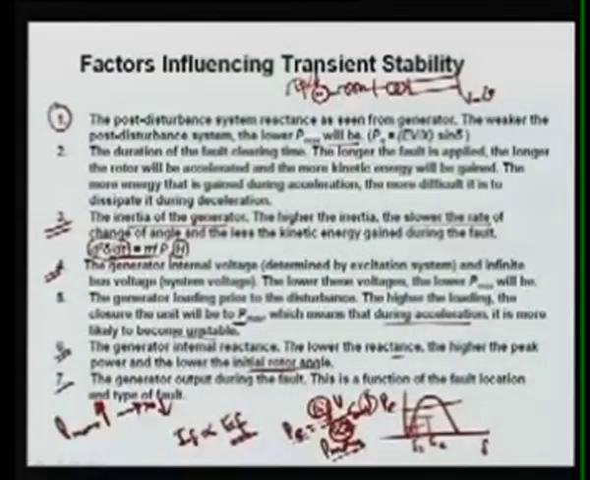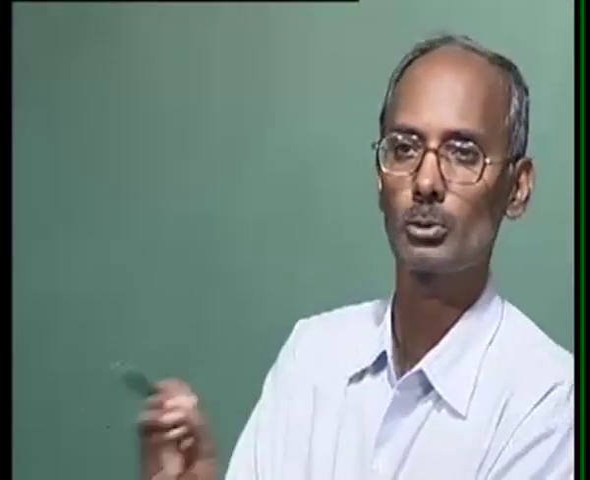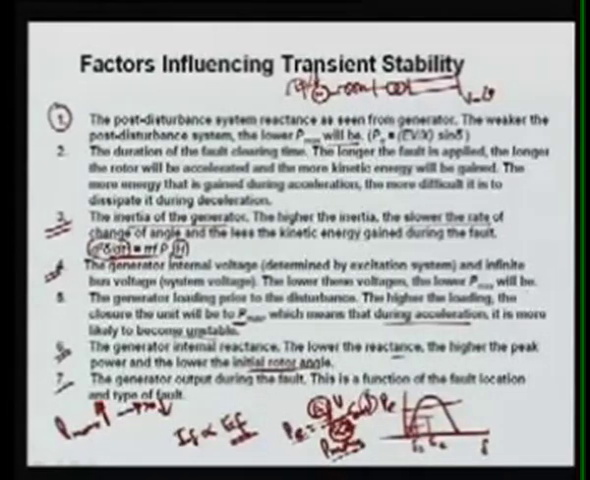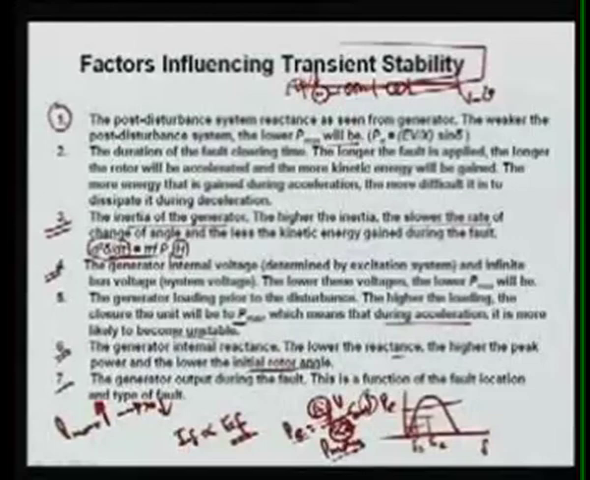Another factor is the generator output during the fault. During the fault, if it is a dead short circuit and it is unable to feed power, there will be huge acceleration. But if it is feeding some power to the system, then it is still less severe. So this is a function of fault location and fault type. Which type of fault has occurred, where is the fault, all these are dependent. So fault location and fault type are also factors which influence the transient stability of the system.